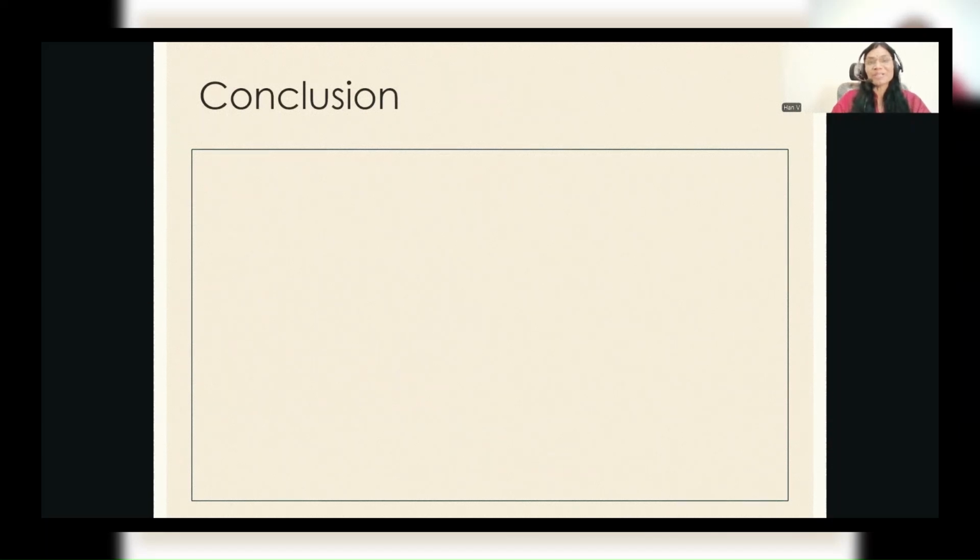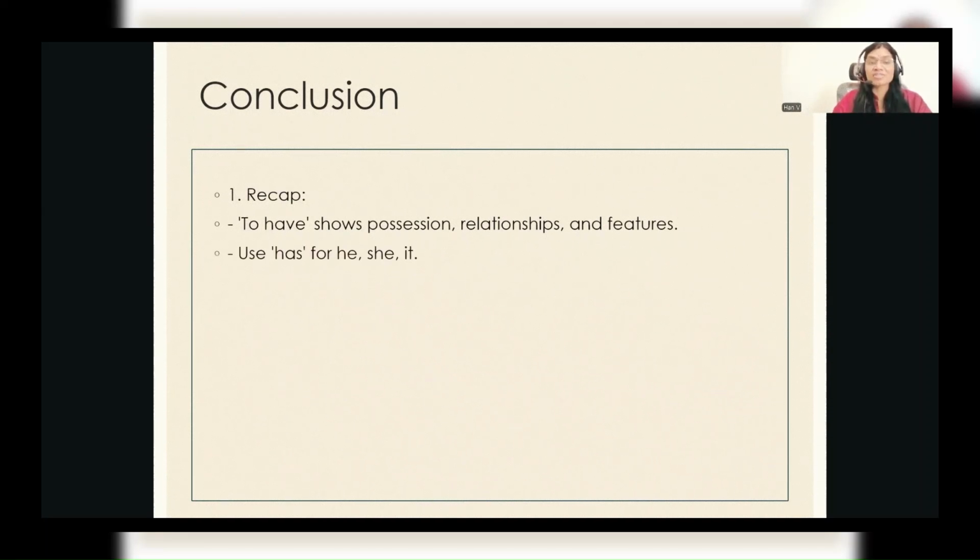All right, we are at the end of the lesson today, so let's recap. The verb to have shows possession, it shows relationships, it also talks about features of a place. So possession is if you own something, you say I have. If you talk about relationships, you say I have a brother or a sister. Or if you're talking about features of a place or a thing, then you say it has a garden or the city has a garden, etc. So you use has for she, he, and it. You use have for I, you, we, and they.